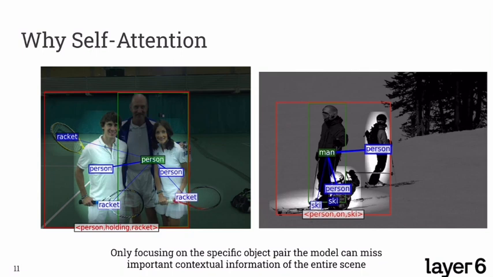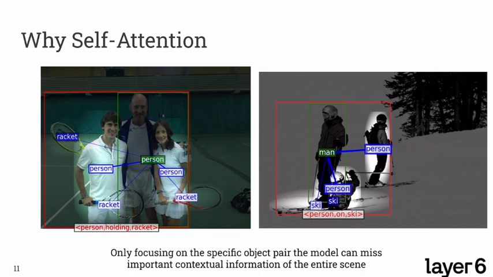loses global context information. This is particularly problematic in cluttered scenes, where many objects are in close proximity to one another and have common relationships. Pairwise models are thus unable to jointly reason about nearby objects, and this can lead to incorrect predictions.